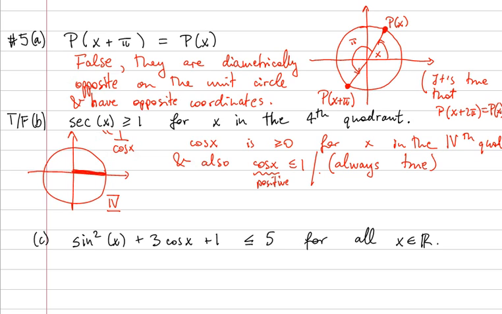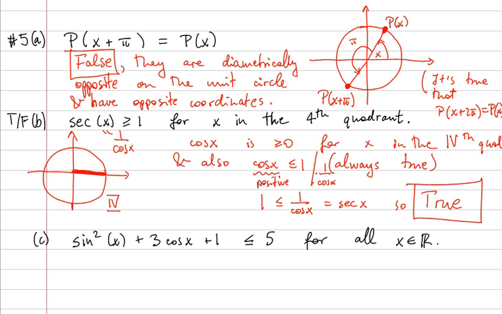So I can divide by cos x on both sides of this inequality. The reason I can divide by this is that it's a positive quantity. So I have 1 less than or equal to 1 over cos x, which is secant x. So therefore it's true. This is a true statement, and the previous one was a false statement.